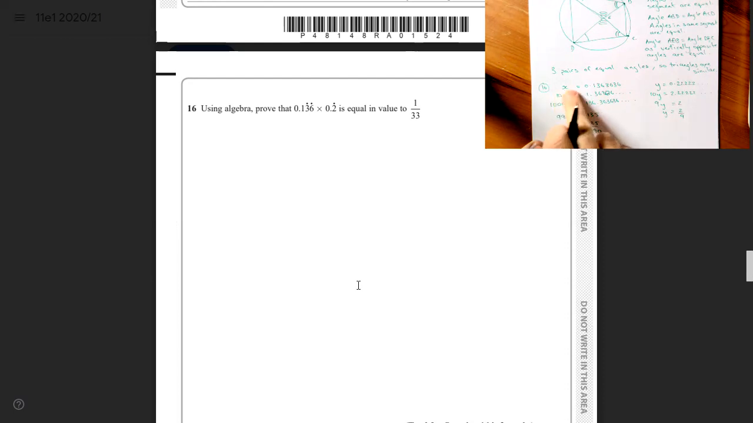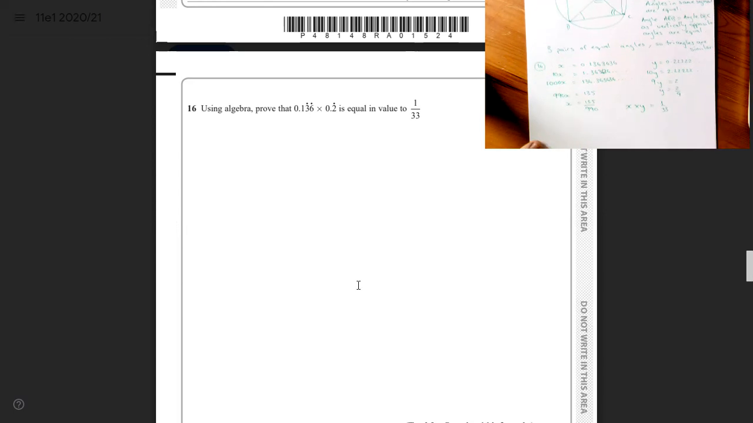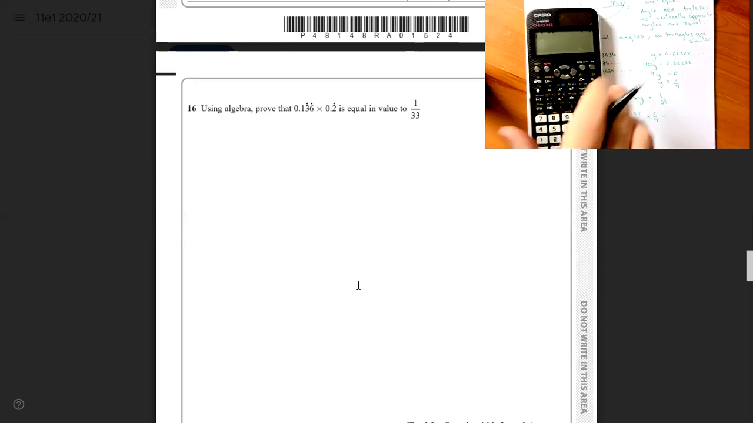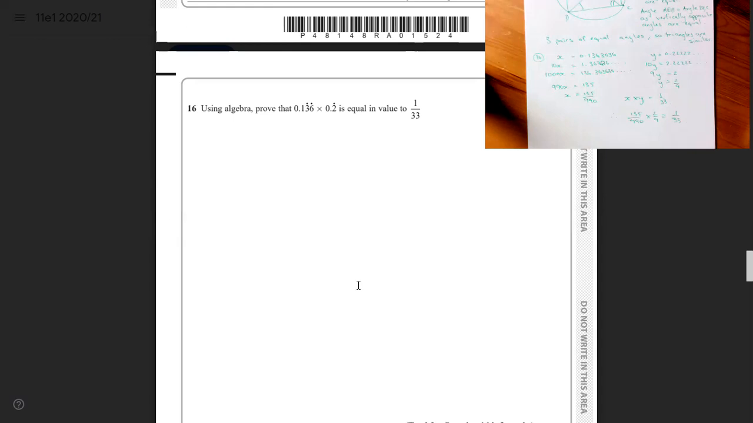Okay, so x is this, y is this. We've got to show that x times y equals 1 over 33. So, therefore, 135 over 990 times 2 over 9 equals, beauty of it being a calculator paper, 1 over 33. So I've shown it using algebra.